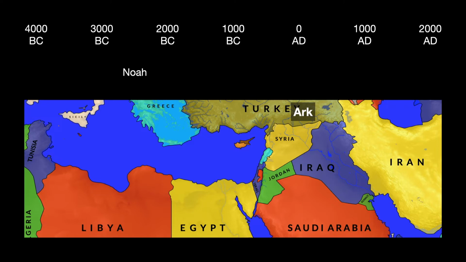It is at this point in history that we can start to plot things on a map. To the best of our knowledge, the ark probably landed somewhere in modern-day Turkey. After Noah, we read about the Tower of Babel. Men had begun to multiply again.